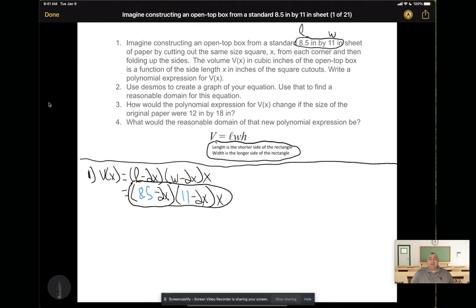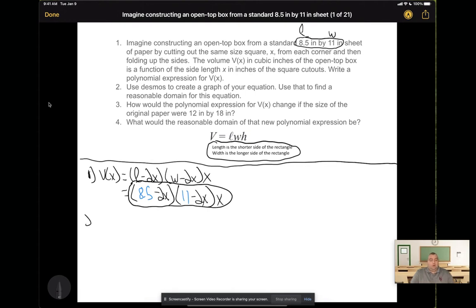So if I was cutting out a 1/4 inch by 1/4 inch sized square from each corner of the paper, I would plug in 0.25 for x. If I was going to cut out a ½ inch by ½ inch square from each corner, I would plug in 0.5 for x, so on and so forth.